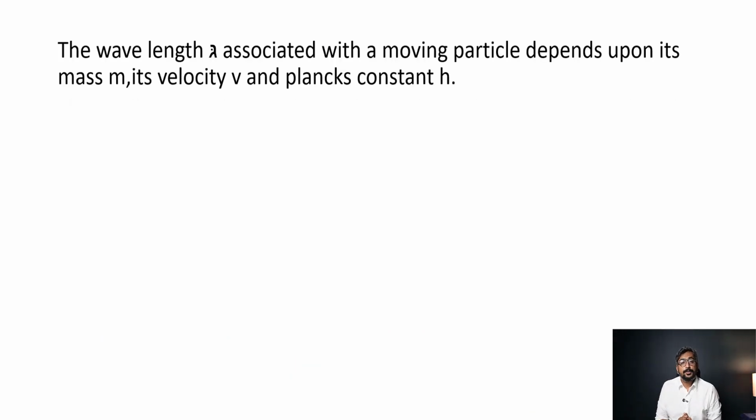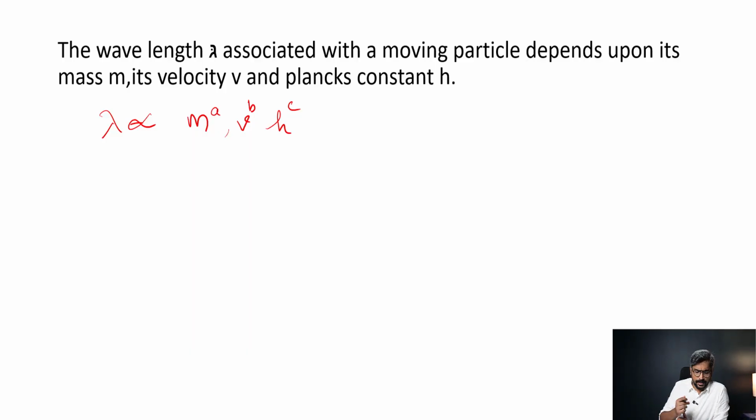Go with another. This is your turn to find out how you will solve this particular question. The wavelength lambda associated with a moving particle depends on its mass, velocity and Planck's constant h. These are all given there. But here it will be incorrect unless you put A, B and C. Now, simple thing. In order to change this proportionality sign, it is equal to K. I don't know the value of K. So lambda is equal to K, M raised to A, V raised to B, H raised to C.